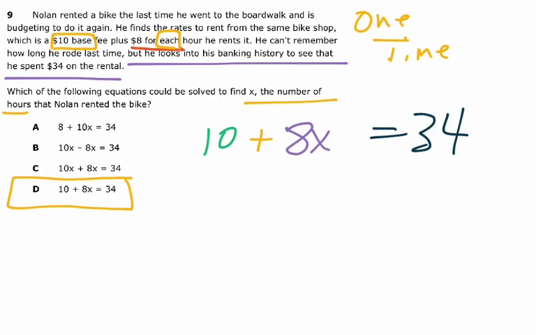You could also solve real quick and just figure out what the answer would be. If you took away 10 from 35, you get 25, and 8 times what would get you that? The answer should be 3 for X, and if you solved them all, which one would get you 3? I believe it's D. So this is the best way to answer number 9.